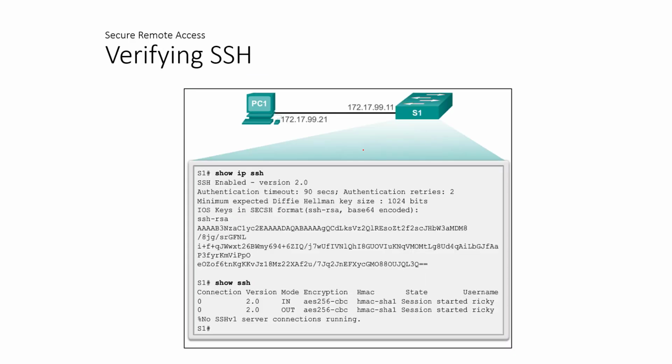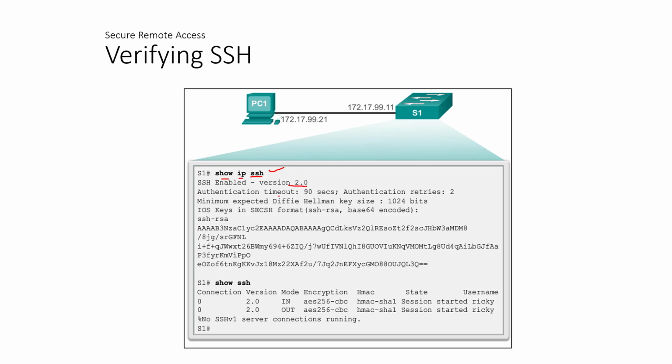So what we studied here, then the next one is verifying the SSH. This is a very simple command, show ip ssh. If you give this command, it will display the information about the SSH protocol. You see, SSH is enabled. What is the version we are using? 2.0.